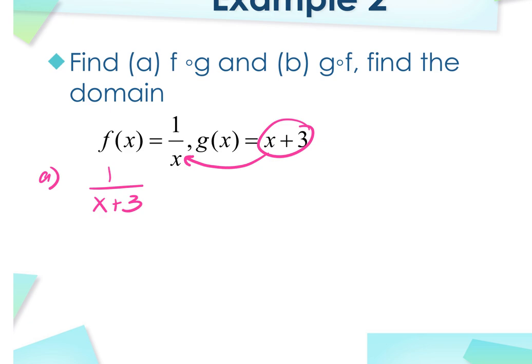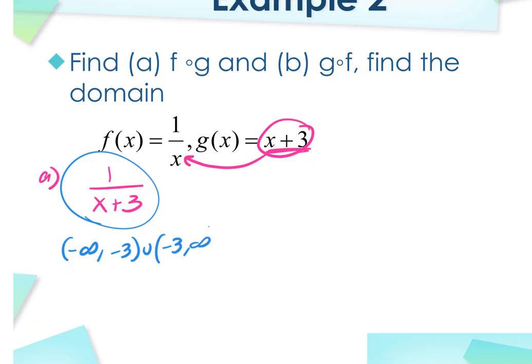Which one am I checking the original for its domain restriction? The g. Is there a domain restriction on g? No. Now I look at my new function, my combined function. Is there a domain restriction? Yeah, what is it? X can't be -3. Good. So negative infinity to -3, union -3 to positive infinity.